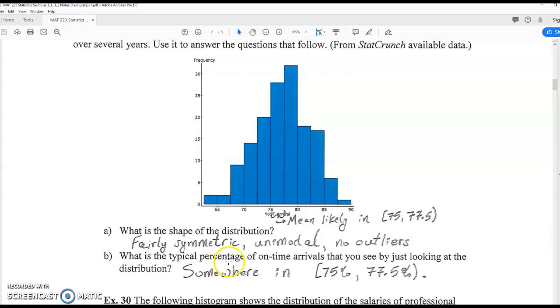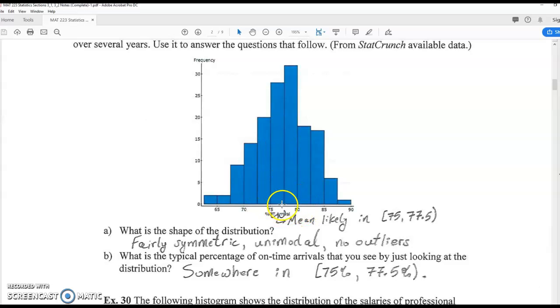What is the typical percentage of on-time arrivals that you see just by looking at the distribution? So if somebody says, what's the typical value of a symmetric distribution? What they're asking for is the mean. Now, since we don't have the exact data here, we can't compute the mean. So what we're going to do is we're going to say, well, where is this balance?